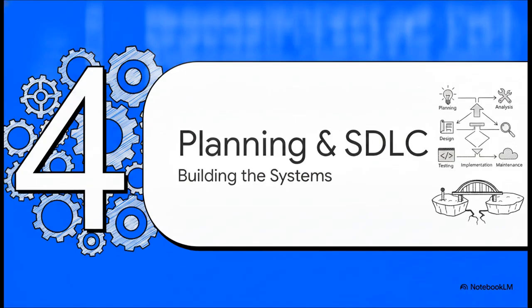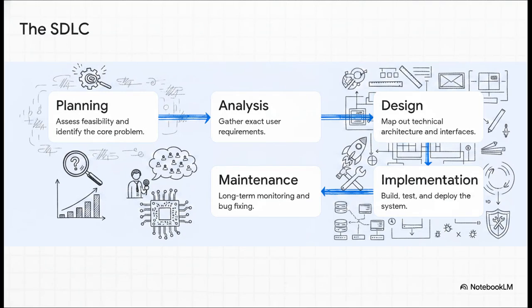All right, Section 4, Planning and the SDLC, Building the Systems. If you're going to build a complex system and actually want it to survive without completely collapsing, you need a blueprint. Enter the Systems Development Lifecycle, or SDLC. Phase 1 is planning, asking, is this project even feasible? Phase 2 is analysis. What do the end users actually need this thing to do? Phase 3 is design, mapping out the literal technical architecture. Phase 4 is implementation, building, testing, and finally deploying it. And Phase 5 is maintenance, squashing bugs, and making sure the system stays alive long-term.